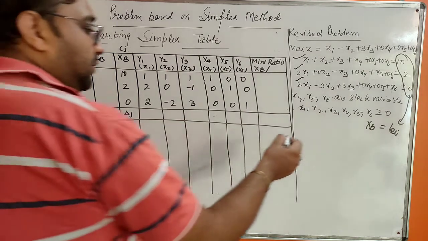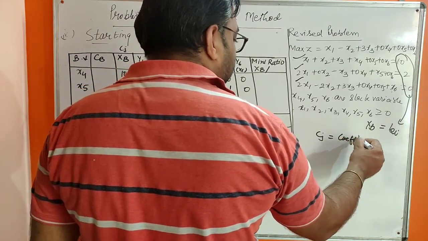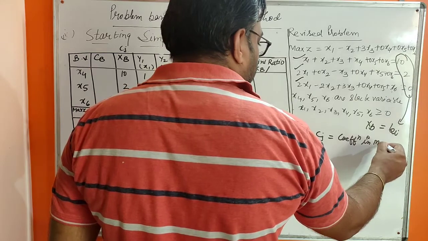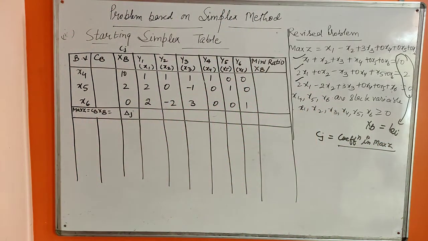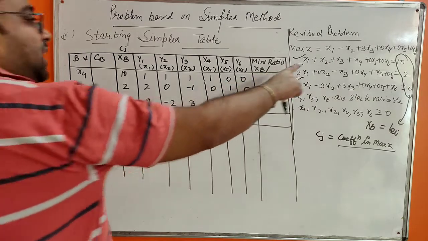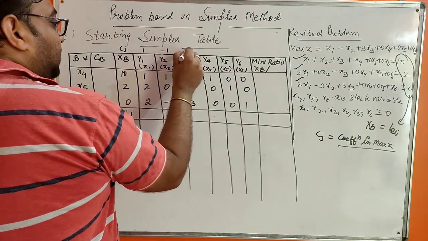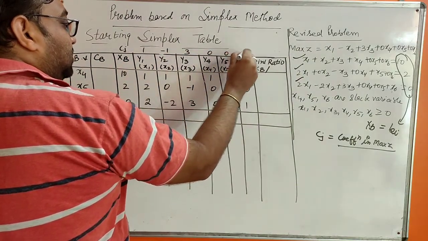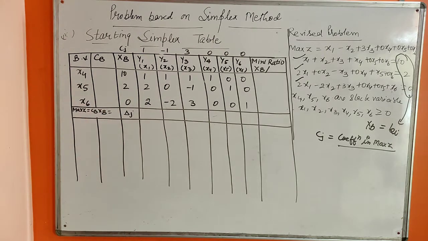The Cj is always equal to the coefficient in max z. So the coefficients are 1, minus 1, 3, 1, minus 1, 3, 0, 0 and 0. Now this Cv is also remaining. Cv is the cost variable. Cost variable means the cost of basic variable in the objective function.